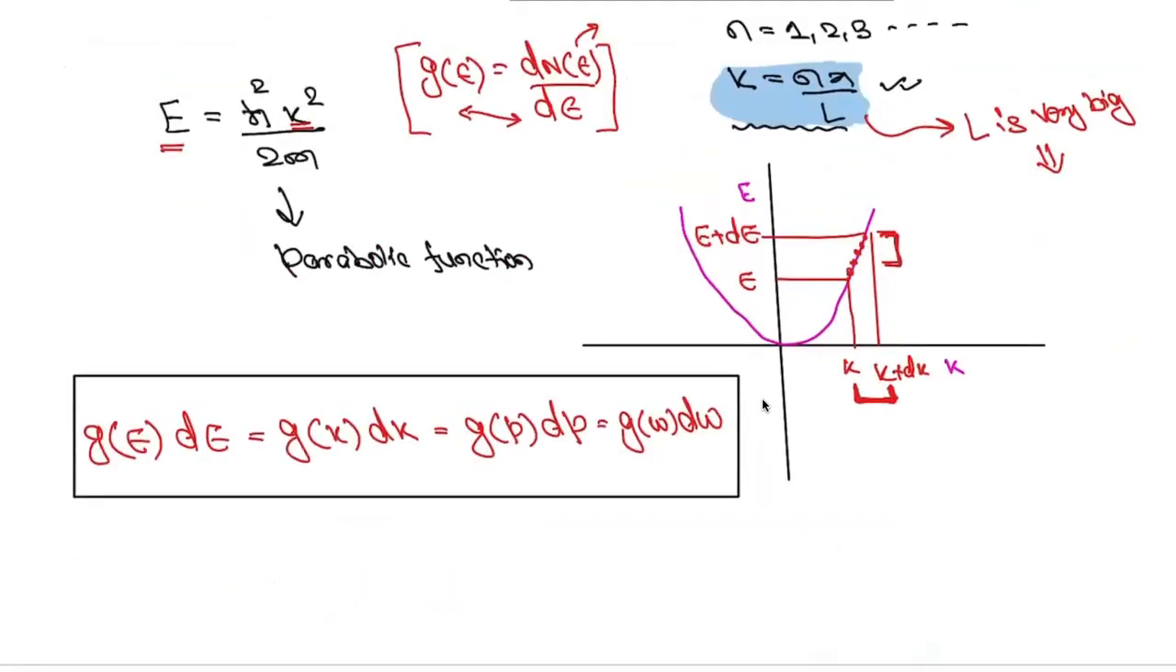So if L is big, then density of state becomes continuous.